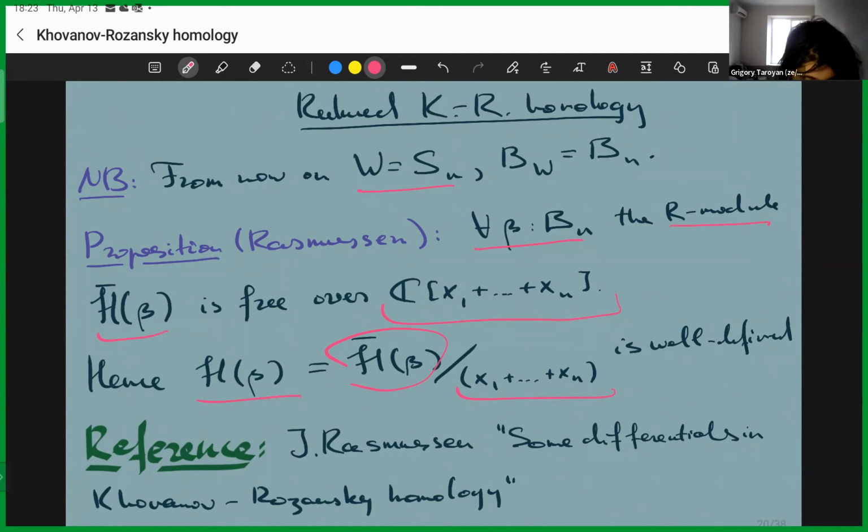Okay, that's really great. And the point of it is that if we have a knot, this produces something finite dimensional. So it's good to have a finite dimensional invariant. And we can quotient out this action of this polynomial and obtain some sort of finite dimensional space.